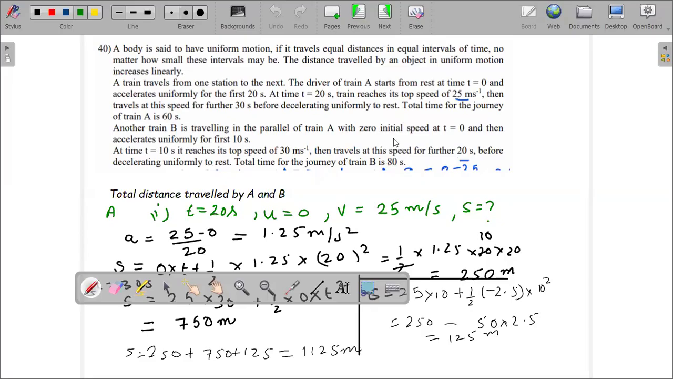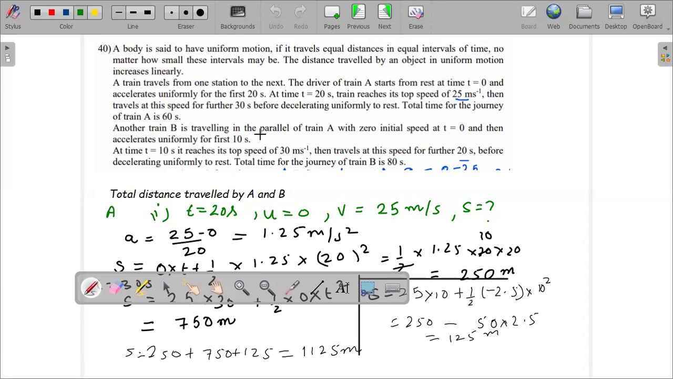No, just tell me what you got. Sir, I got 150 for 10 seconds. I found out the acceleration first, then I did S is ut plus half at square. Okay, so you find out acceleration and other things. Okay, just let me do it graphically.